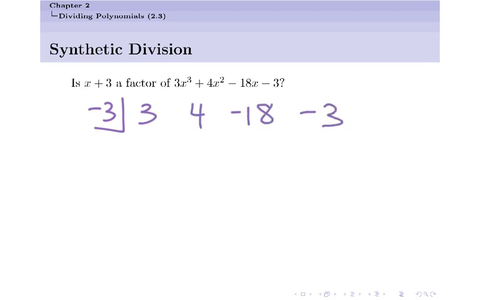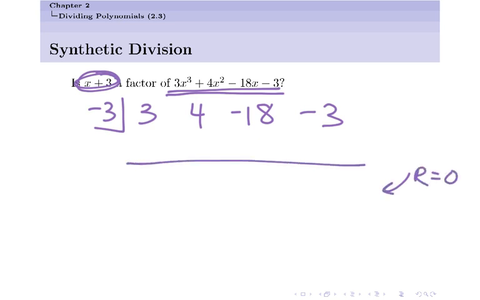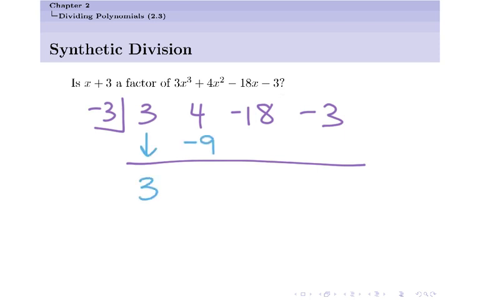So what am I really looking for? I'm looking to see if this goes evenly into this. Well, how do I know? If the remainder equals 0, that means it's a factor. So let's see if it is. If I get negative 1 as my remainder, I know it's not a factor. So I'm going to bring this first term down, multiply, combine, multiply, combine, multiply, combine.